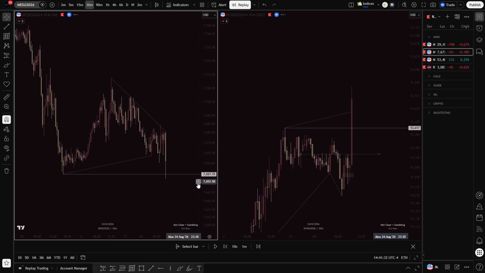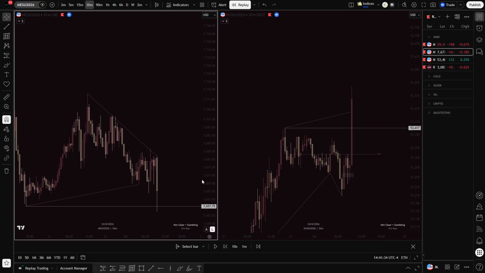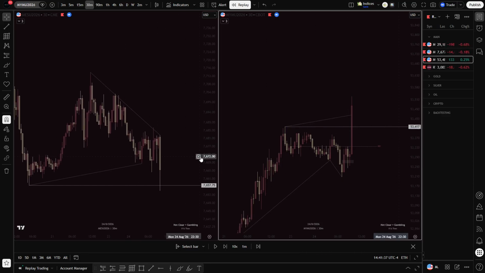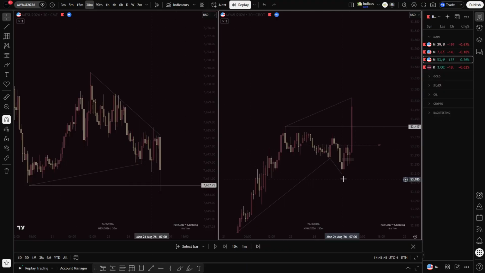But I don't care about it. Doesn't align with my bias. But just want to show that. So that's an SMT trade during the driver, but again, decoupling like crazy. Definitely lower probability for sure.